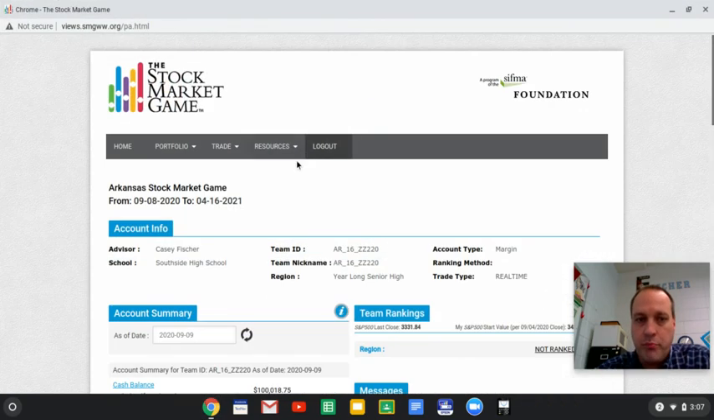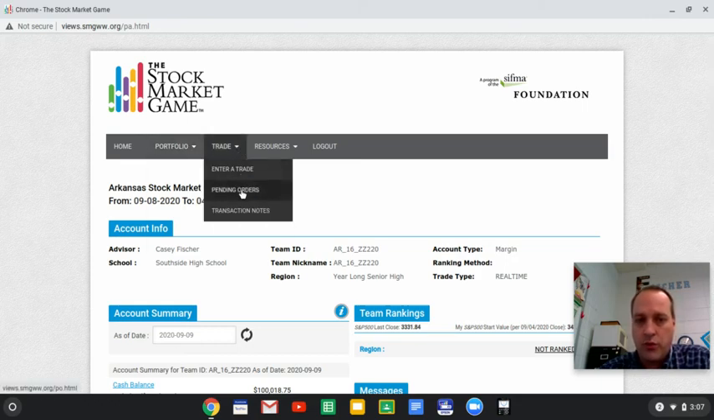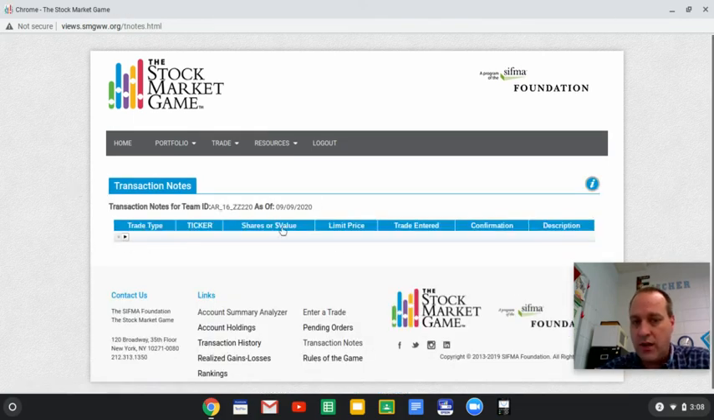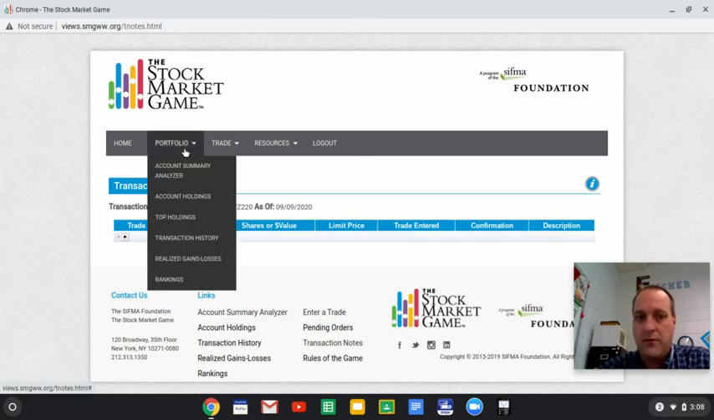So once you actually make a trade, you can go here and look at pending orders. Pending orders means it hasn't taken effect yet. So if you buy it after the stock market's closed, or if you bought a limit and then it hasn't bought it, but it's ready and waiting for it to go, then it's pending. Transaction notes, that's going to actually tell you all of the stuff that you bought. So it can help you keep track of how many things you bought so that way you don't overbuy.